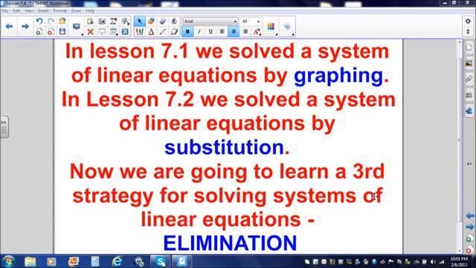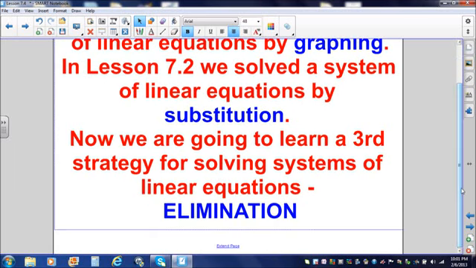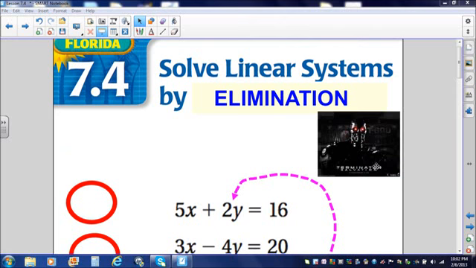In our previous podcasts, we solved a system of linear equations by graphing. In lesson 7.2, we solved a system of linear equations by substitution. Now we're going to learn a third strategy for solving systems of linear equations: elimination. I'll be back. So let's get started. Please write down, this is lesson 7.4, solving linear systems by elimination.